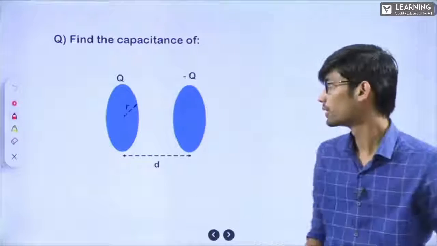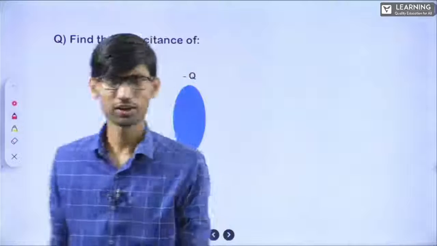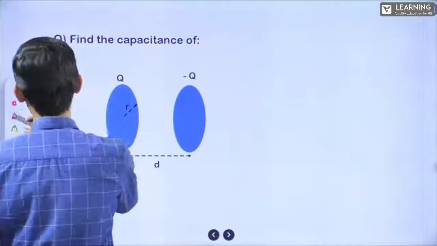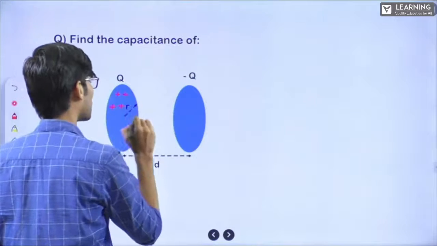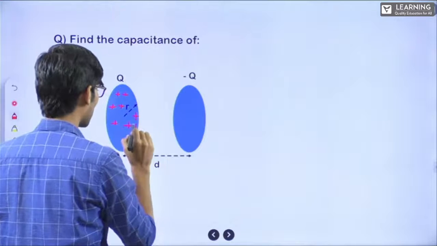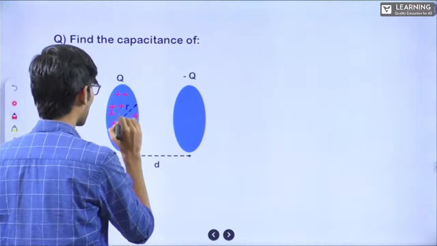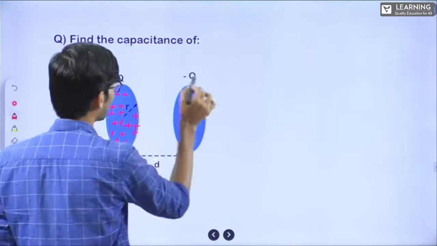Next, a parallel plate capacitor is given. The shape can be any shape, right? So here a positive charge is there. Don't think that they are neutral. They are not neutral. A positive charge is there. It is written plus Q, right? Minus Q.